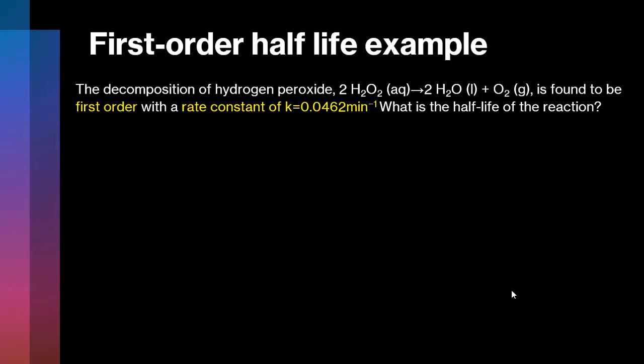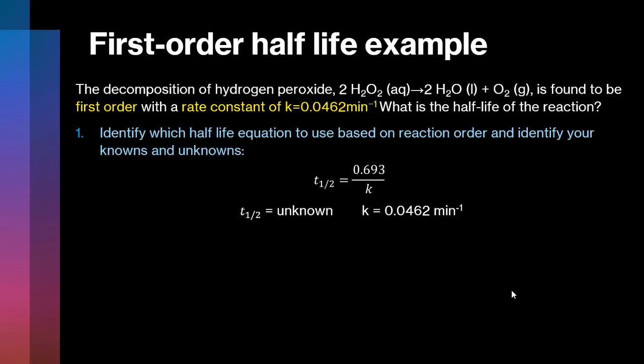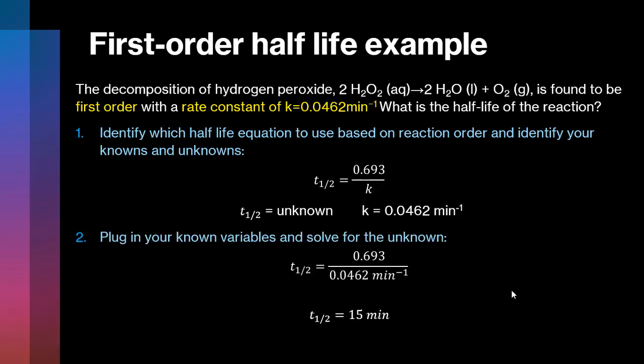So because it's first order, we can use the half-life equation for first order reactions, which says t1/2 is equal to 0.693 divided by k. So the only variable we need to identify here is k, which again is given to us in the question. So k is equal to 0.0462. Now all we have to do is plug that k value in and plug and chug. So t1/2 turns out to be 15 minutes. So every 15 minutes, half of the hydrogen peroxide that was present at the beginning of that interval remains. And that's what we're going to use on the next slide.